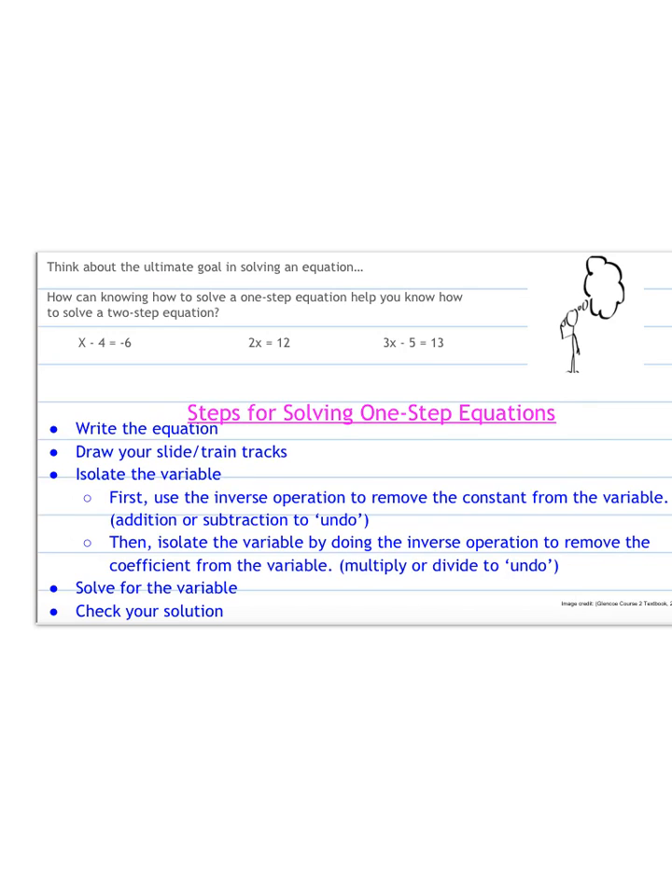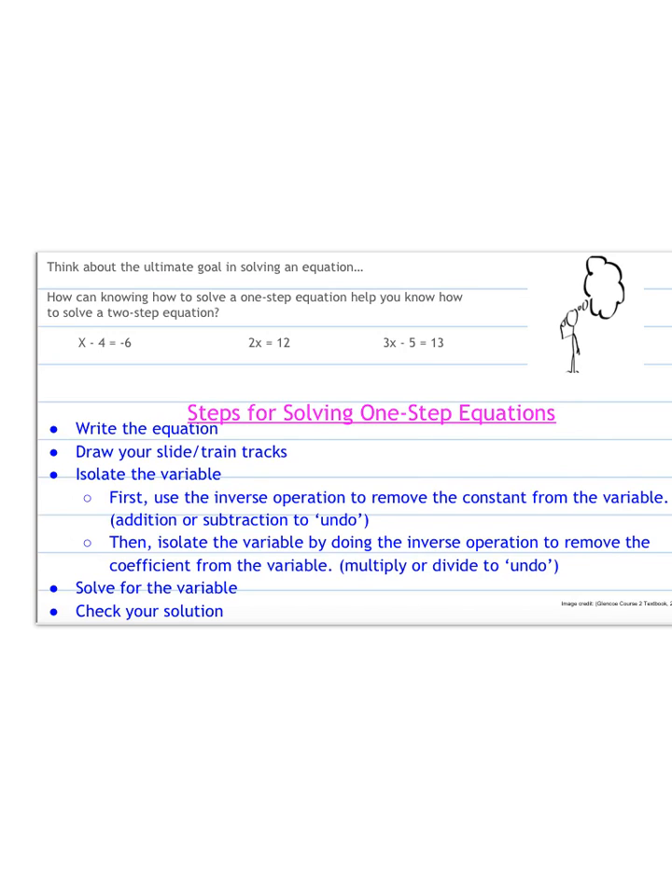Okay, the steps for solving one-step equations that we should make sure to write down. First, write the equation. Draw your slide or train tracks. And then isolate the variable, so get the variable by itself. First, use the inverse operation to remove the constant from the variable. Things like addition or subtraction are used to undo them. Then we isolate the variable by doing the inverse operation to remove the coefficient from the variable. And this is multiplying or dividing. And coefficients are the numbers that are attached, right in front of the variable.